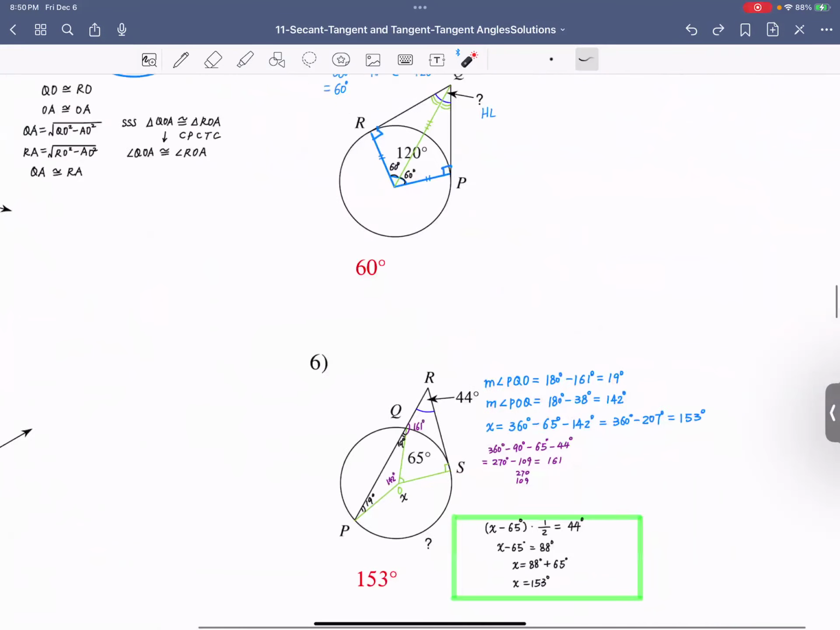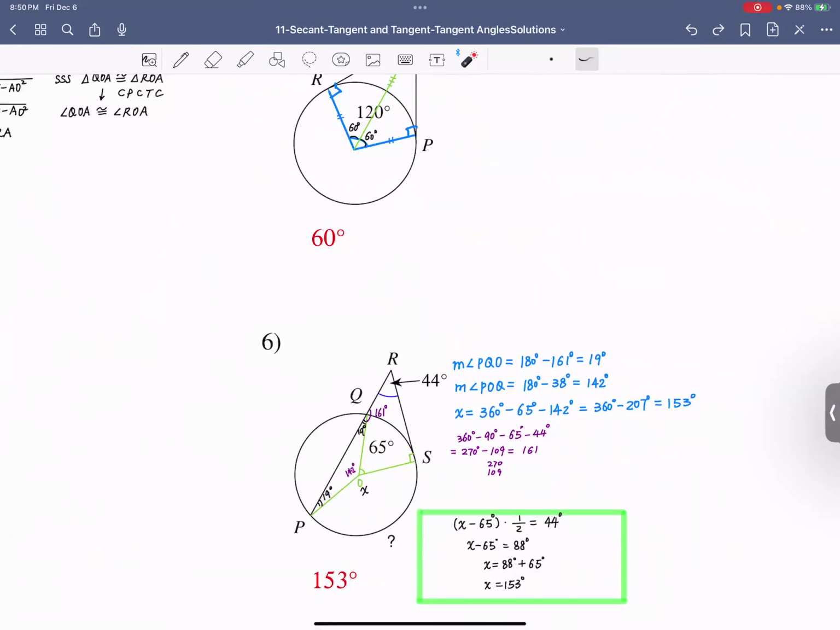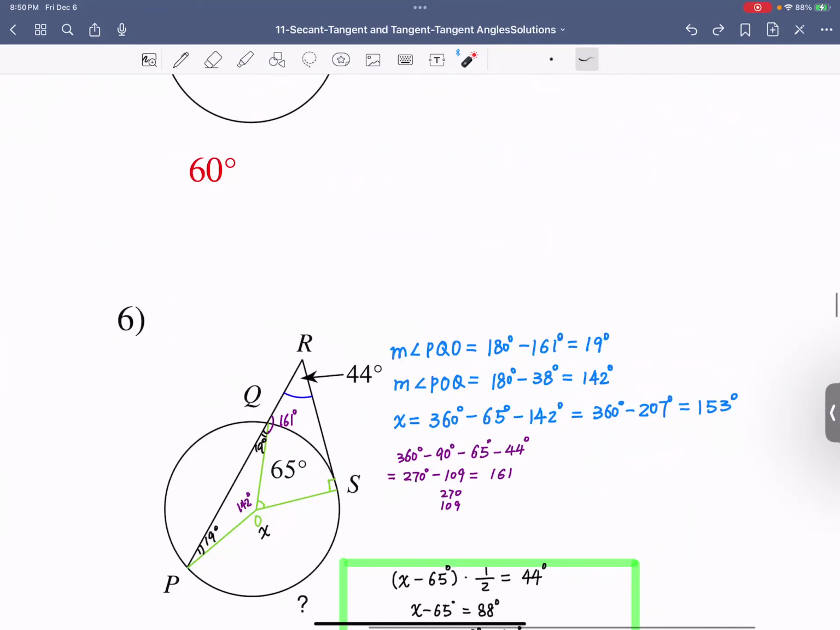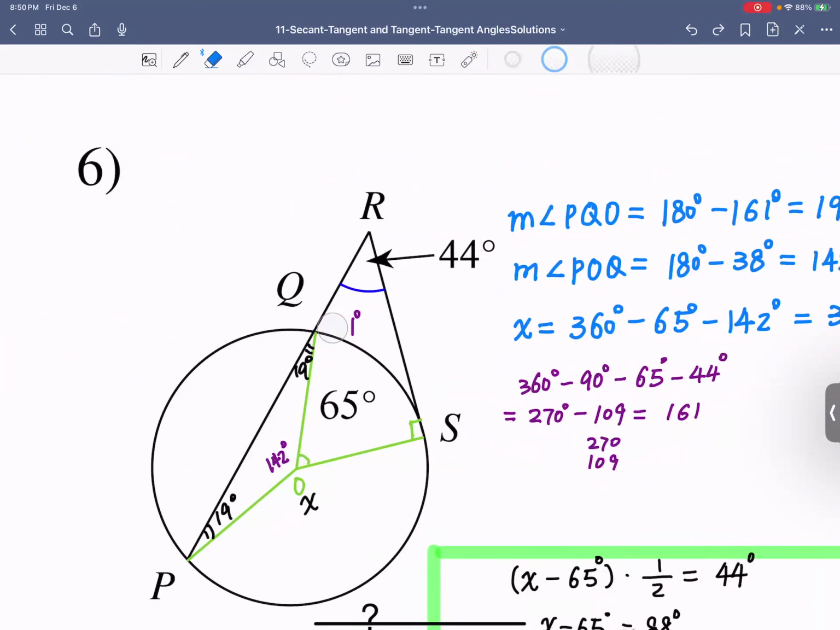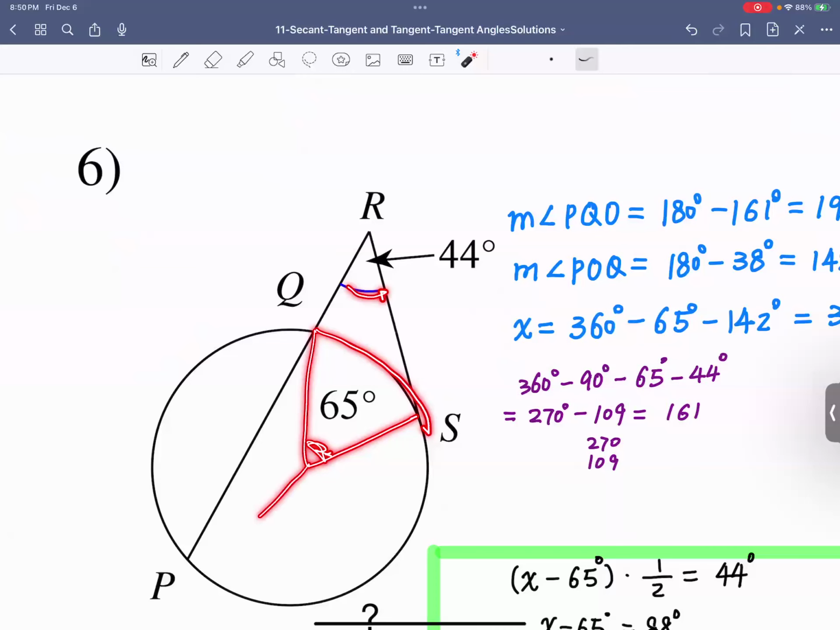Now I'm going to do this question. Who wants to do this one? This one looks complicated, but actually it is not. They told you this arc angle is 65, and this is 44. So they ask you that.